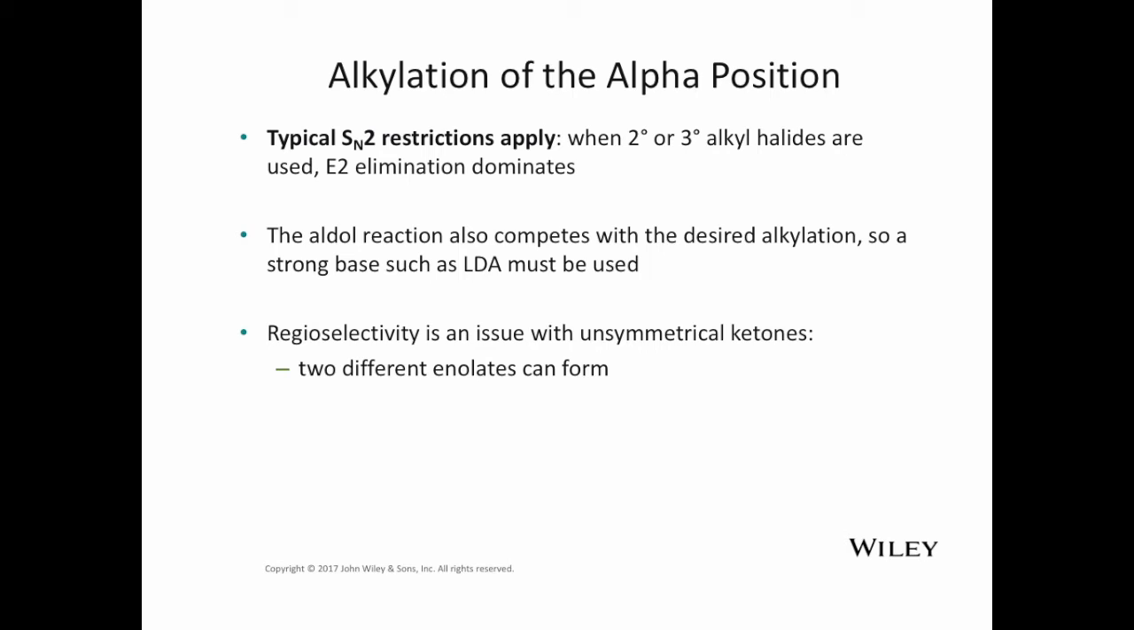Primary and methyl halides are the best. When you get a secondary alkyl halide, you might get some E2 competing with it, and the tertiary alkyl halides will not work. In addition, you can also get an aldol reaction competing with the desired alkylation. Therefore, it's best to use a strong base, such as LDA, to make sure that everything's in the enolate form and there isn't any of the keto form that could react with some of the enolate.